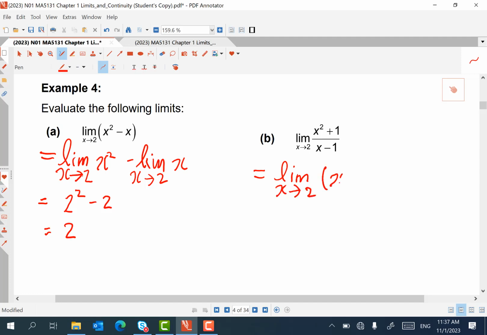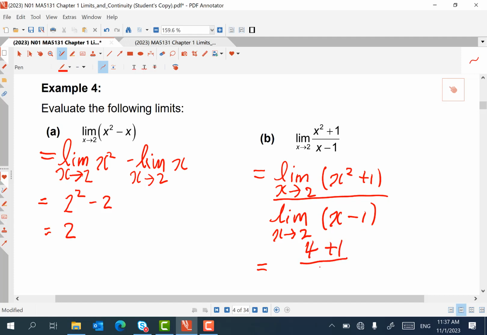the limit of the numerator divided by the limit of the denominator. And then in this case, you will have 4 plus, and that gives you 5.